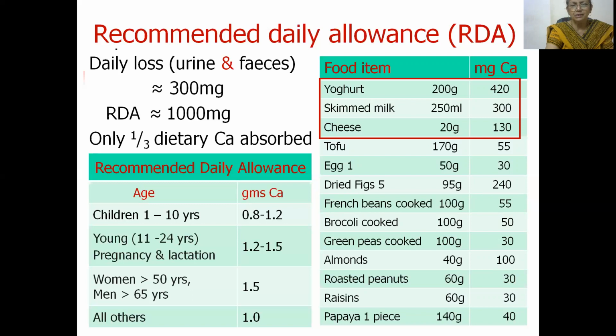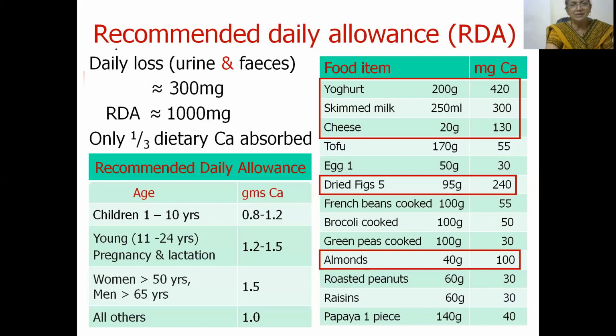Cheese is a good source, a little costly. Rich sources are dried figs and almonds, but you can see it is also available in eggs, and in many green leafy vegetables and nuts. So we need to know these dietary sources and advise them to our patients before resorting to calcium tablets.